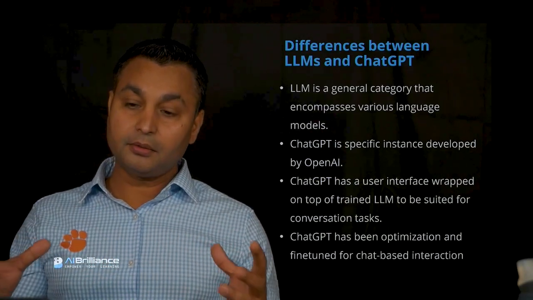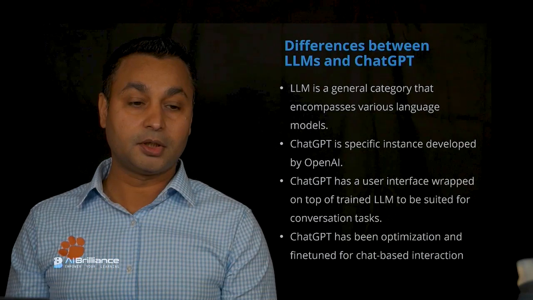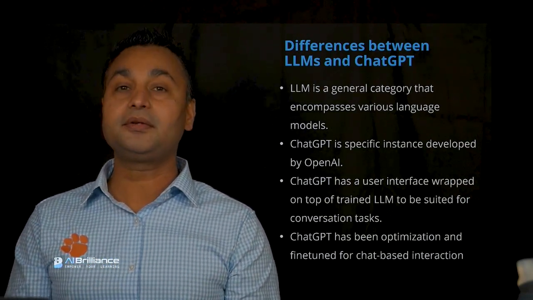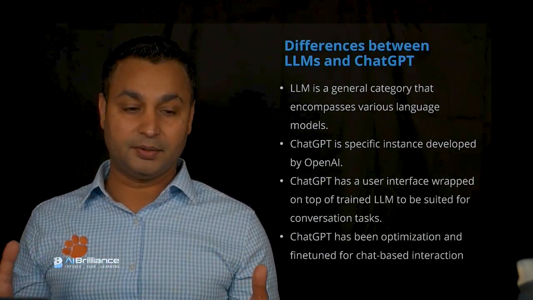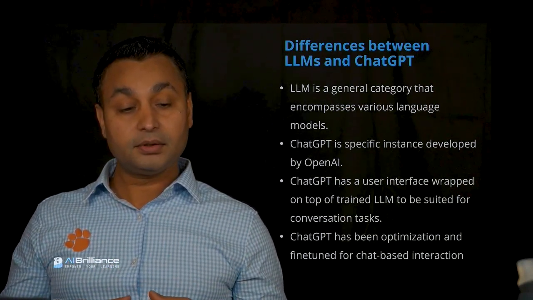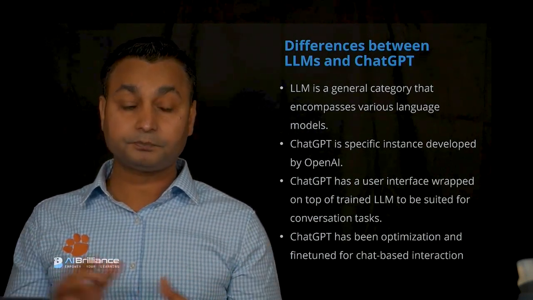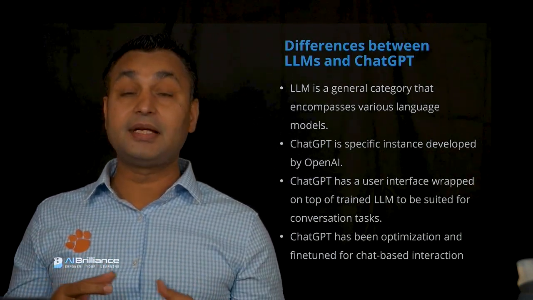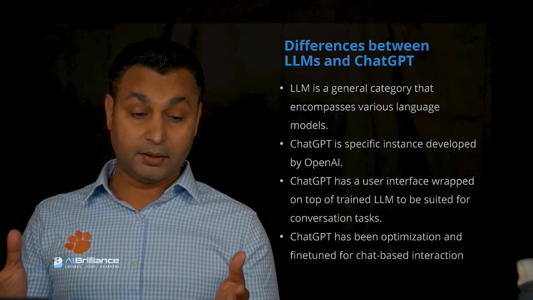Now, we talked about the context of large language models, but I'm also talking about ChatGPT. They are somewhat interchangeable terms, but there are some minute differences between large language models and ChatGPT. When we talk about large language models or LLMs, that is a very general category that encompasses different language models. Whereas when we talk about ChatGPT, it's a specific instance that has been developed by OpenAI, which is a company focused on developing ChatGPT.